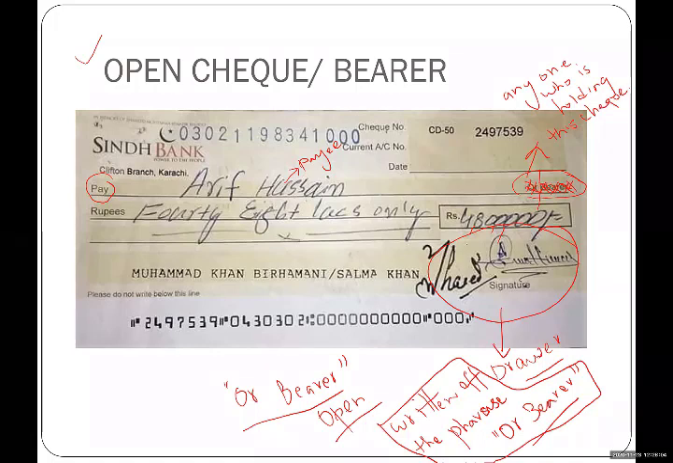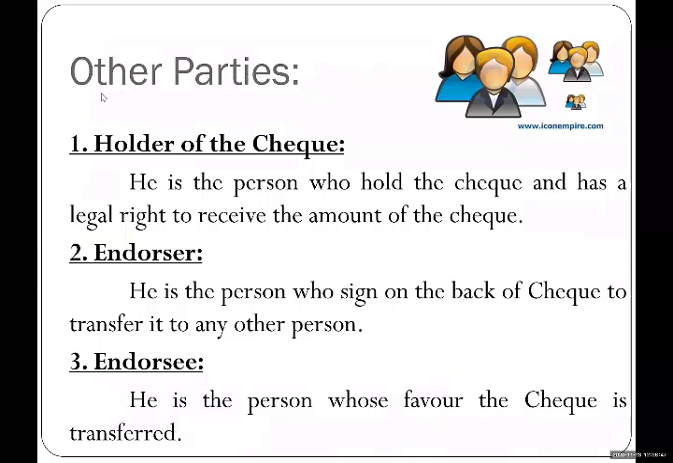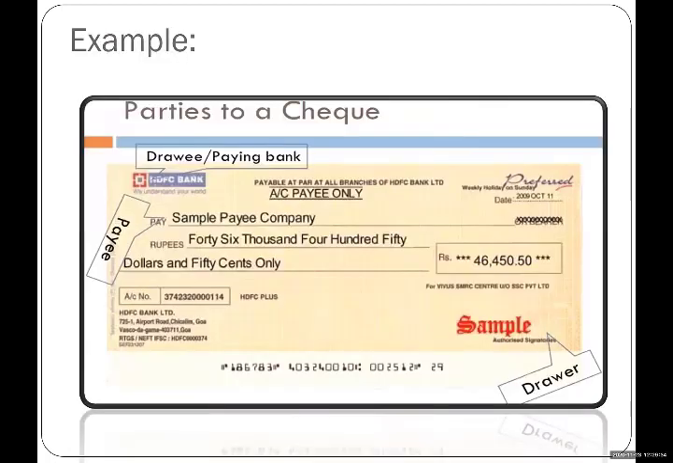Why is this check secured? Because now it is an order by the drawer to Sindh Bank to pay Arif Hussain only, because these phrases are now written off. That is why we include the holder of the check among the other parties. If the phrase "or bearer" is open, it means anyone who holds the check has a legal right to receive the amount of the check. Remember, open checks are always very risky. If you lose the check, anybody who finds the check can go to the specific branch of the bank and take the payment. A drawer of a check needs to put crosses on the phrase "or bearer" to make the check very safe.